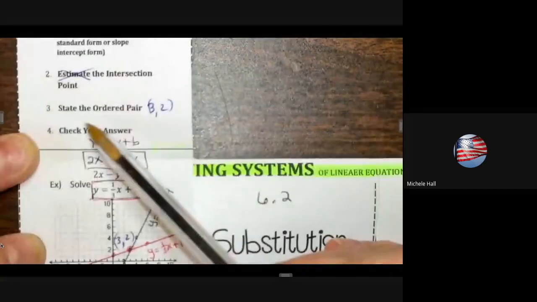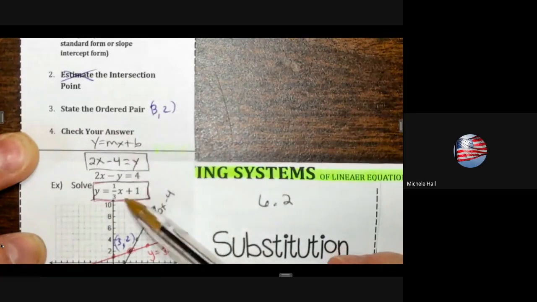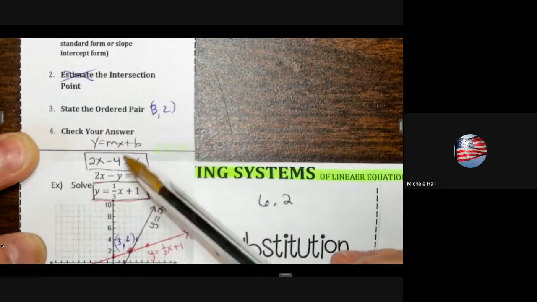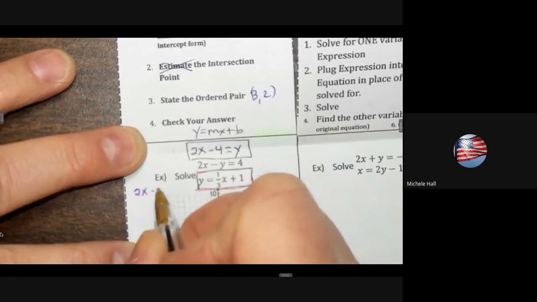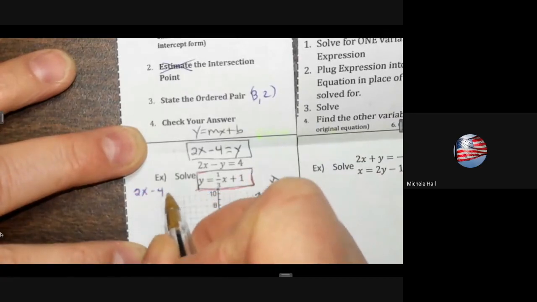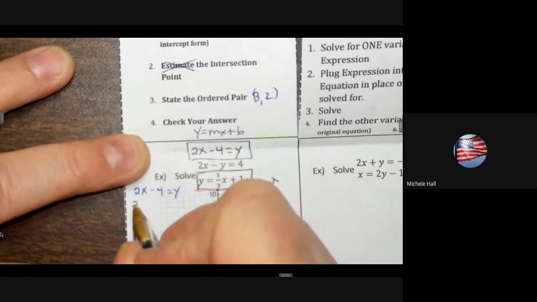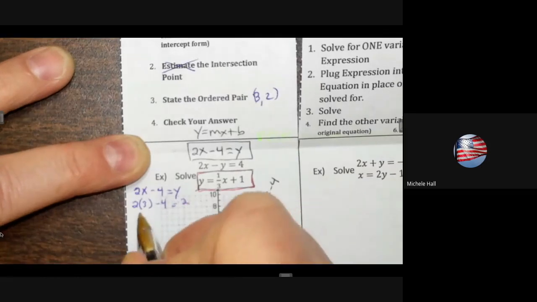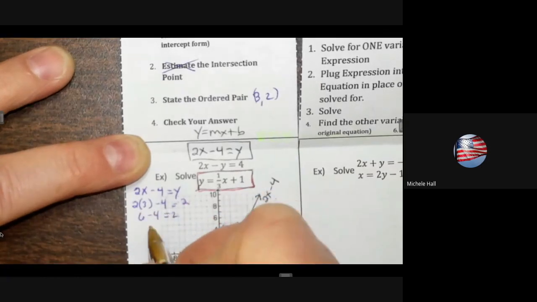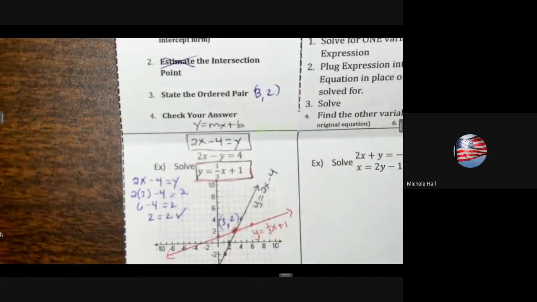We can check our solution. It says to state the ordered pair, 3, 2. Check your answer. We're going to check our solution into both of these equations. It needs to work for both of them, not just one of them. We'll start with 2x minus 4 equals y. And we're substituting that x is 3, y is 2. We get 6 minus 4 equals 2, and we get 2 equals 2. It works for that equation, and now we need to check it for the other one.